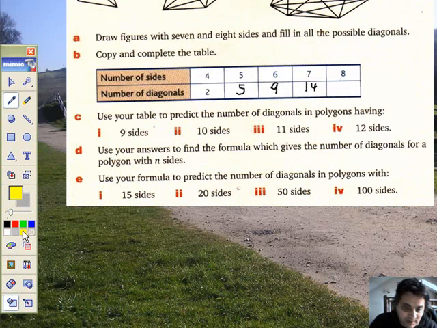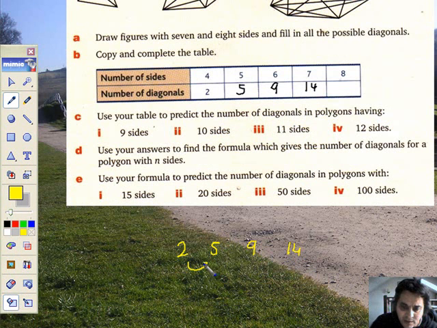This is really hard, so let's have a look. I have to use my table to predict the number of diagonals in patterns having 9 sides, and so on. Let's get a sequence going here: 2, 5, 9, 14 so far. What have I got? Plus 3 from there to there, plus 4, plus 5, plus 6. 14 plus 6 is going to be 20.